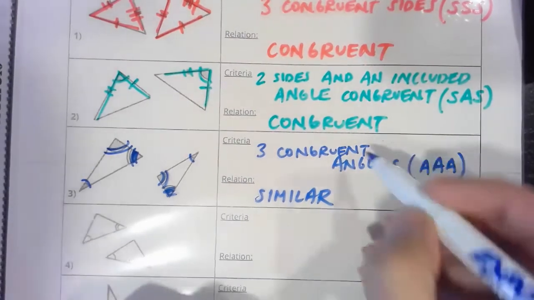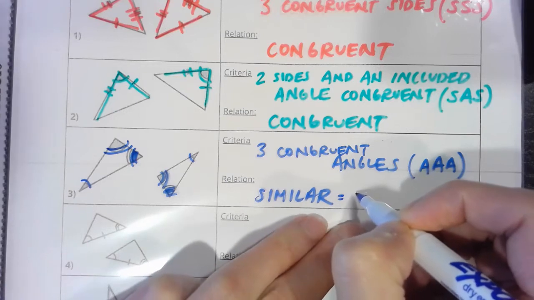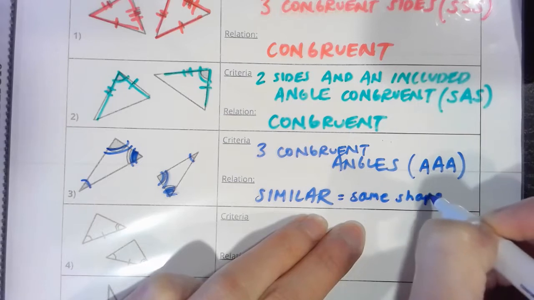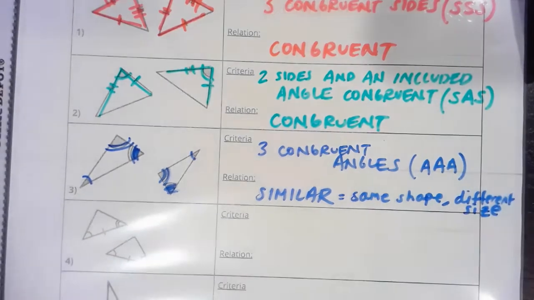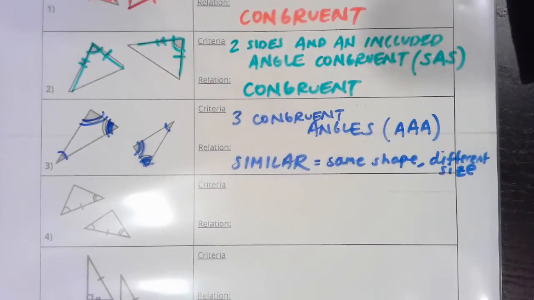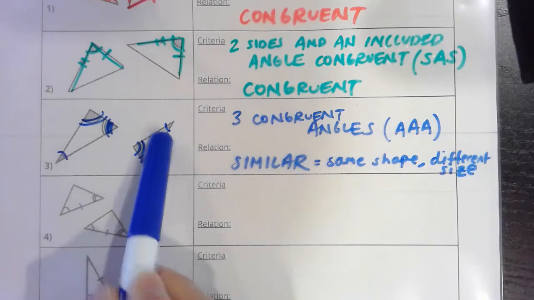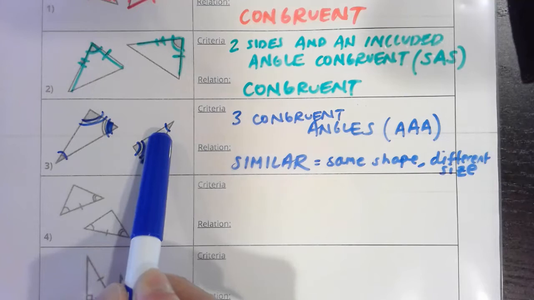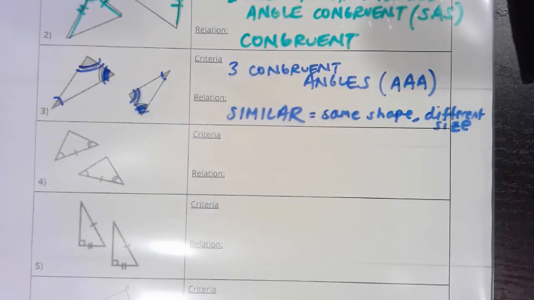And similar means that they are the same shape, but a different size. One is just a smaller or larger version of the other. You can see from the way that this diagram looks that this triangle looks the same as this one on the left, but it's just a smaller version of it. So the 2 triangles are similar. Next criteria.